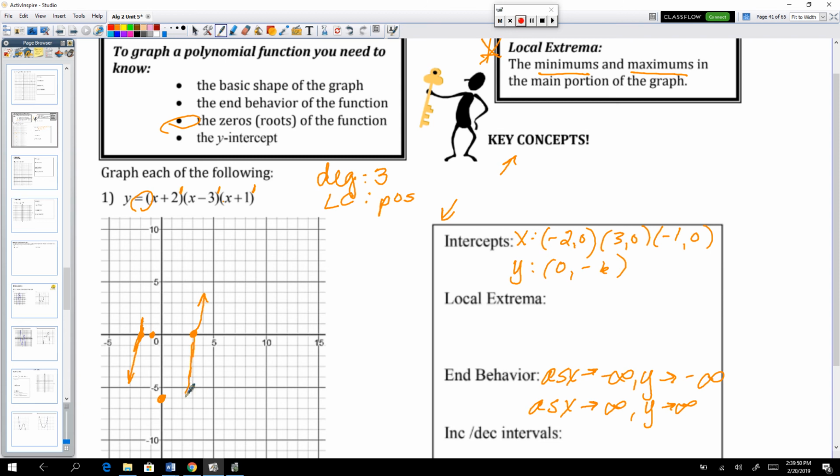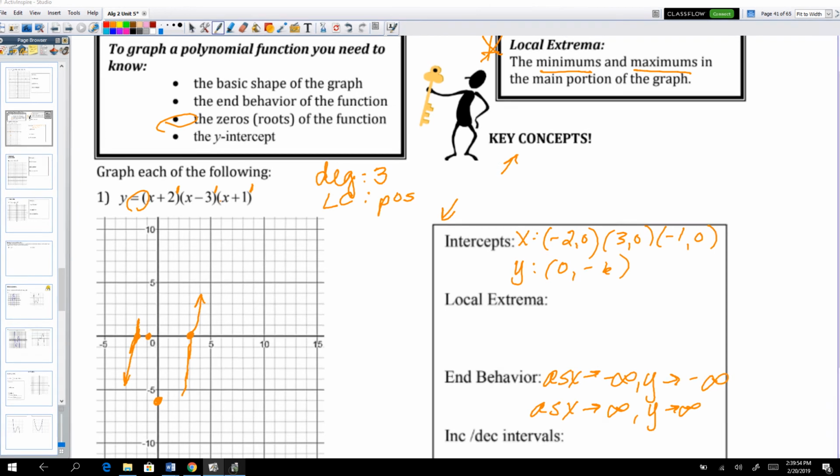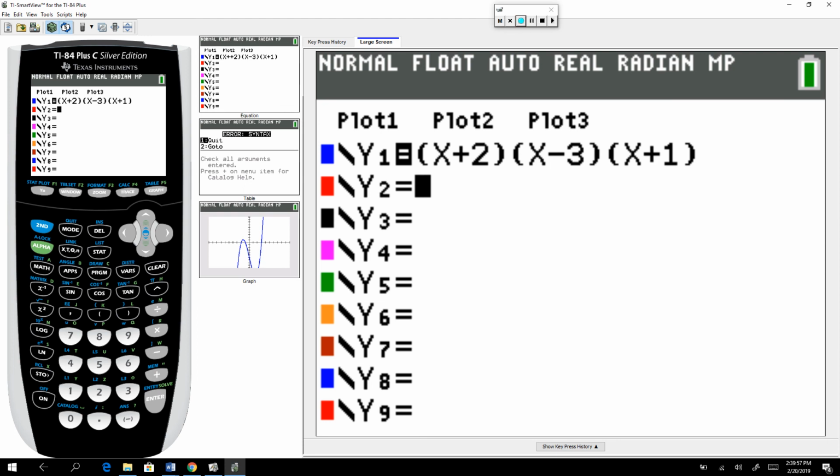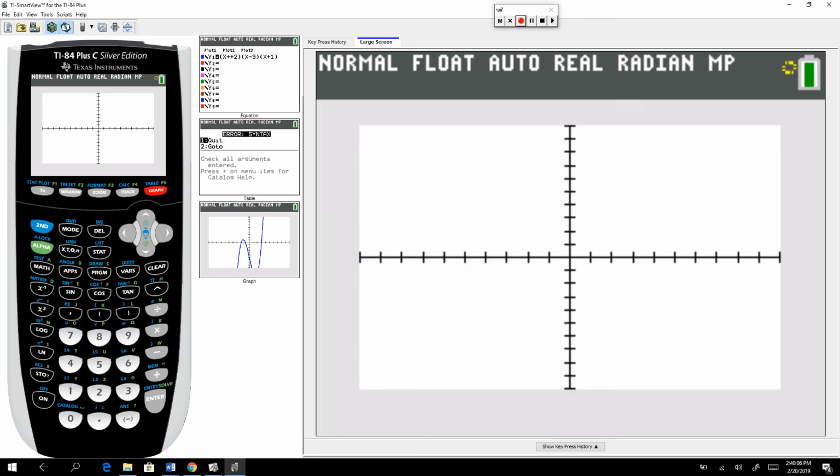We can ask our calculator to help us find those minimums and maximums. So go ahead, if you need to pause the video, go ahead and enter this into your calculator. I want you to get used to putting these into your calculator. Enter it into y equals. Go ahead and take a look at the graph. And again, if you need to pause to enter this, please do so now.